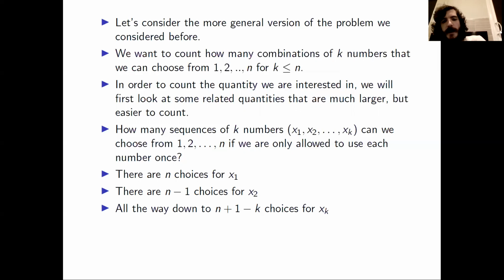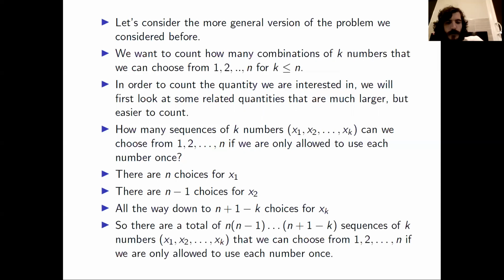So for i equals 1, 2, up to k, we have n plus 1 minus i choices for xi. In total, we have the product n times n minus 1 times n minus 2 all the way down to times n plus 1 minus k sequences of k numbers x1, x2, up to xk, that we can choose from the numbers 1, 2, 3, up to n, assuming that we're not allowed to use any repeats.